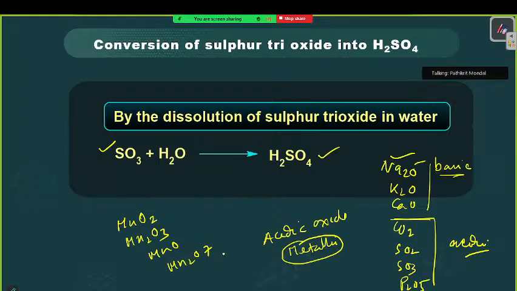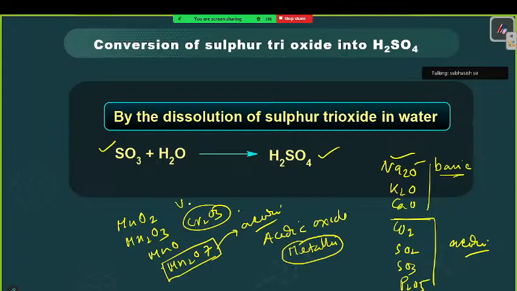So Mn2O7, this oxide is only acidic oxide. Okay, thank you. So here you see that some of the oxides of... chromium trioxide also is an acidic oxide. Vanadium pentoxide can be one too.